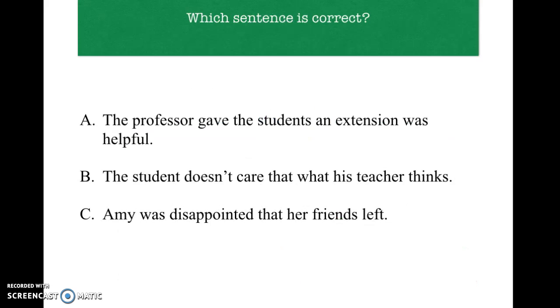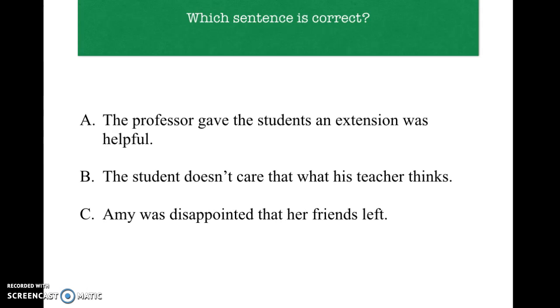Let's have a look at these three sentences. Which one do you think is correct? So with the first one, the main verb in this sentence is was. So the professor gave the students an extension. That is a clause. We want that to be a clause.